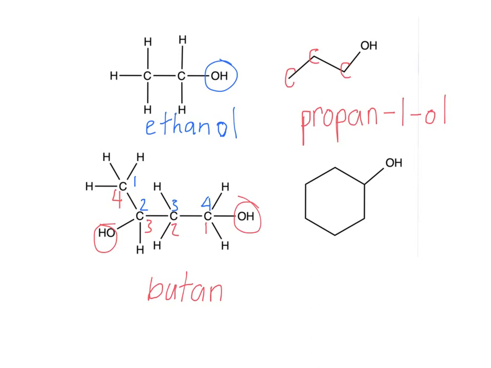Add up 2 plus 4 for me, 6. Add up 1 plus 3 for me, 4. 4 is much better than 6 because you want all of your numbers to be as low as possible. So the red numbering scheme is the correct numbering scheme to choose in this case. Let's finish off our naming.